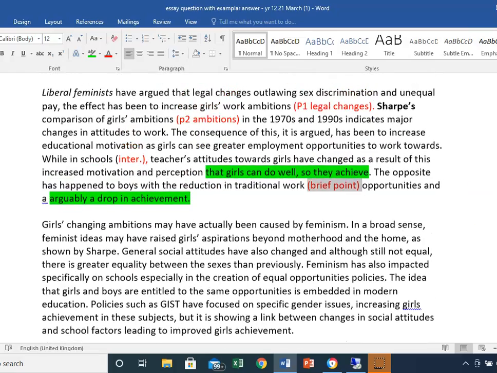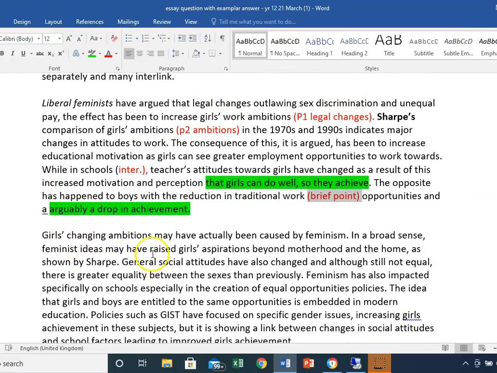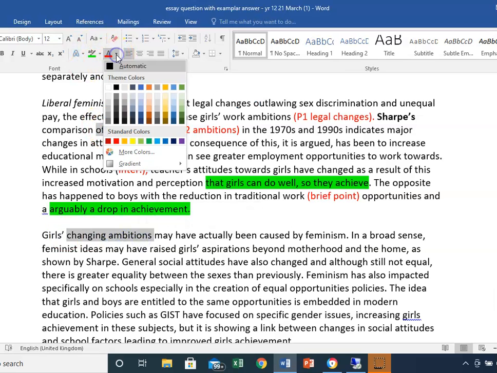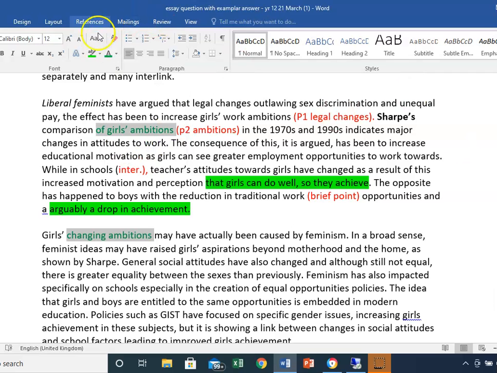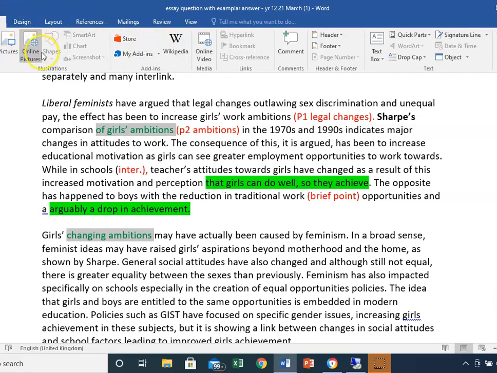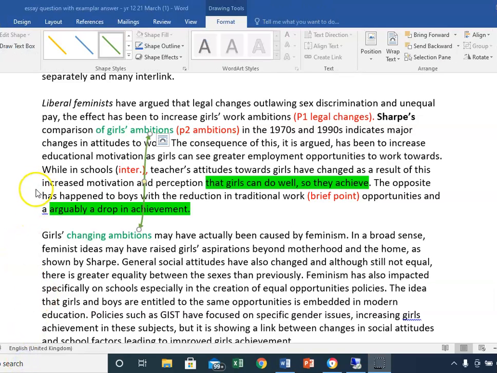Next point then, girls' changing ambitions may have actually been caused by feminism. So straight away, that opening sentence is a great chain of reasoning between feminism, girls' ambitions and changing ambitions. So let's just see if I am able to do a wiggly line connecting these two things. There you go. Sorry, as if by magic it appears. So girls' changing ambitions may have actually been caused by feminism.